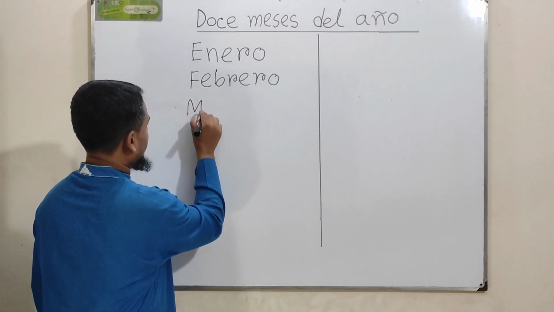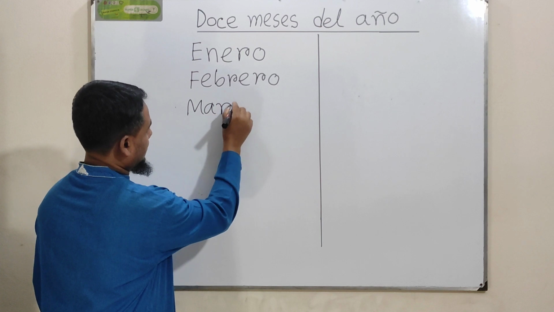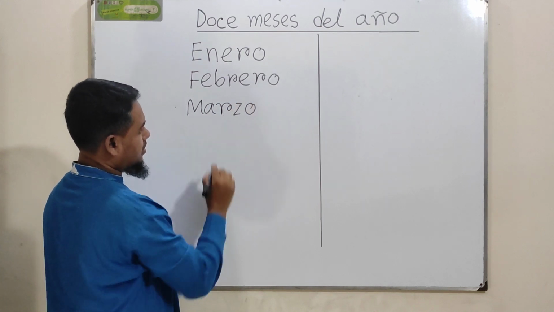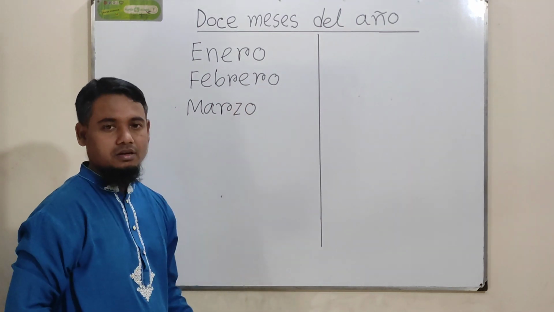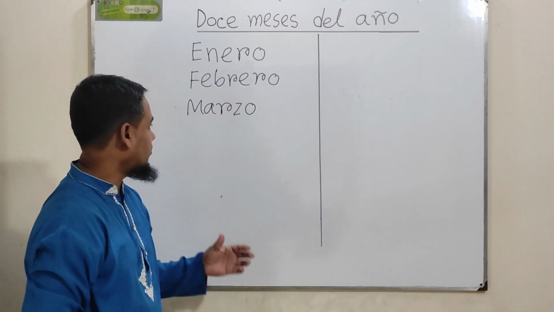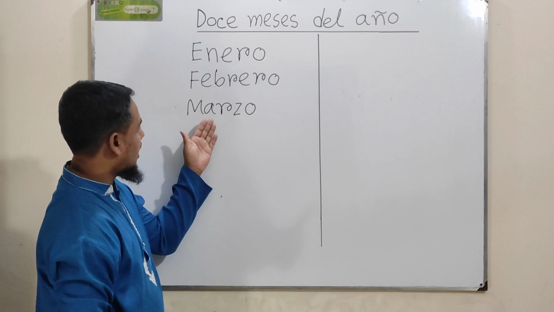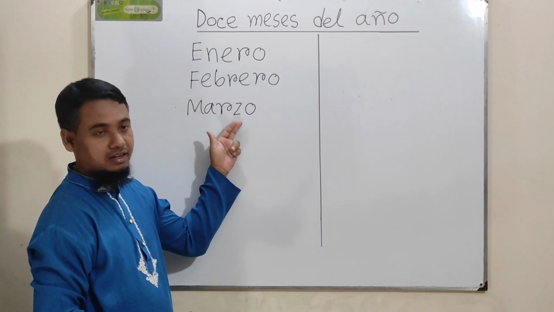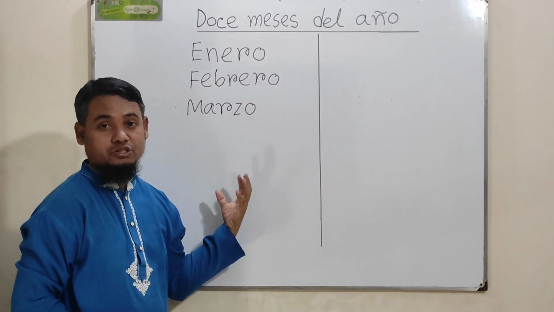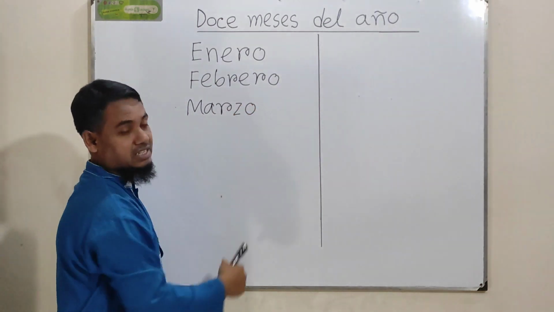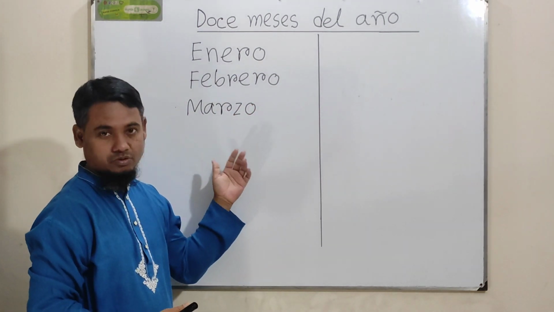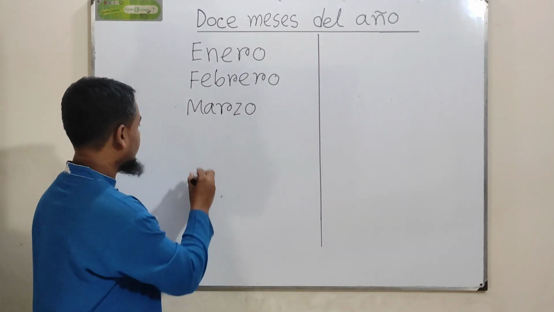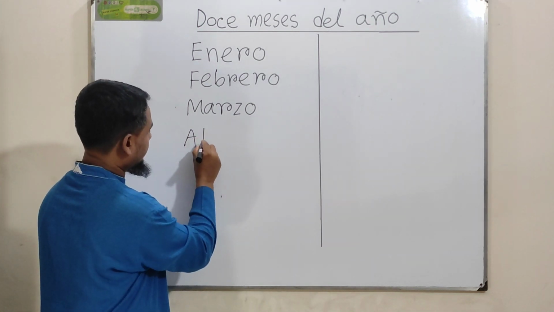Then Marzo. Marzo means March. Marzo. M-A-R-Z-O. Marzo, because this letter name is Zeta and it will be pronounced like so. Marzo. Marzo.